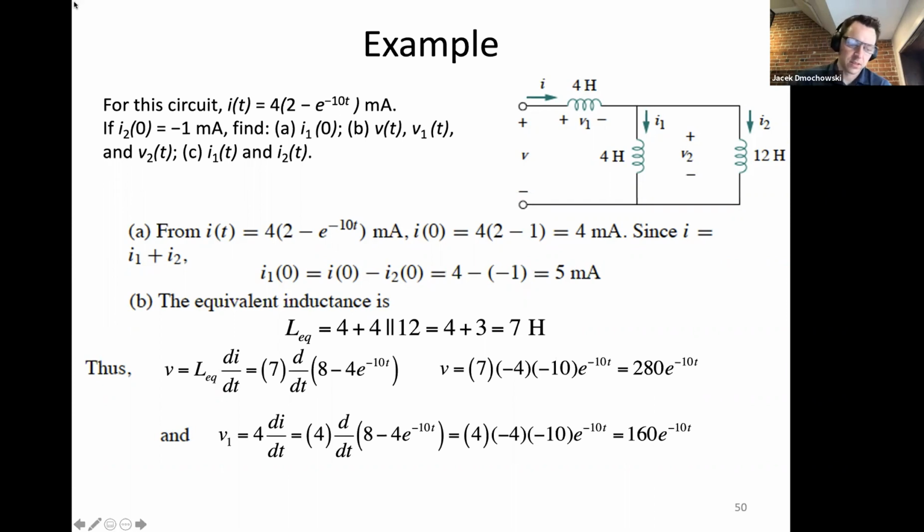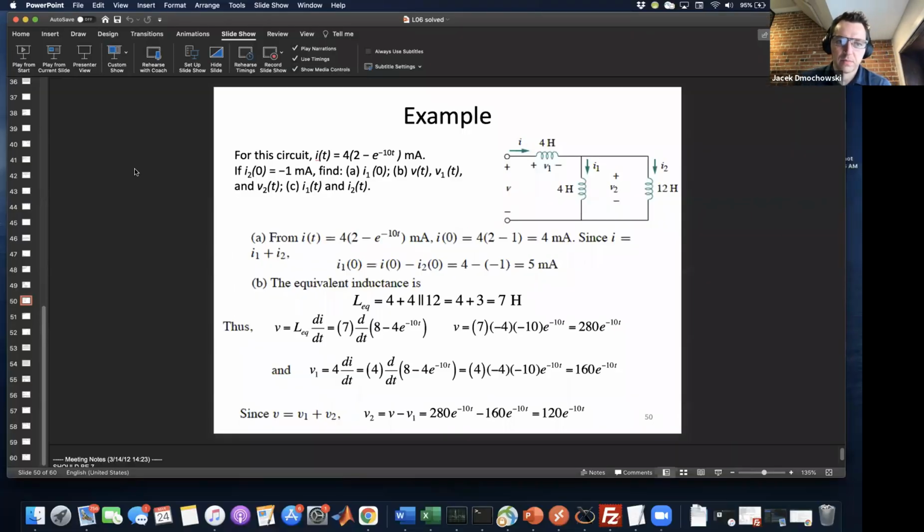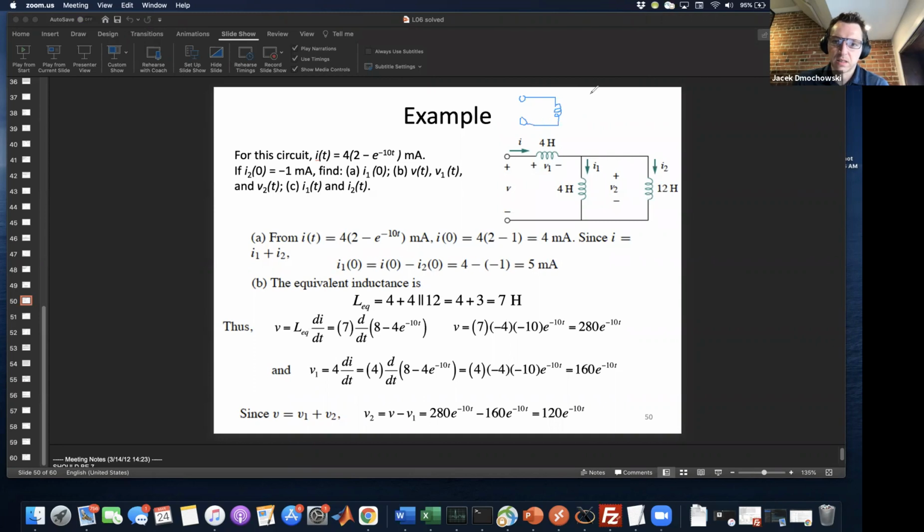So the reason we need to simplify it is, if you have an inductor that has a voltage and it has a current, then we know that VL is equal to L times I prime.